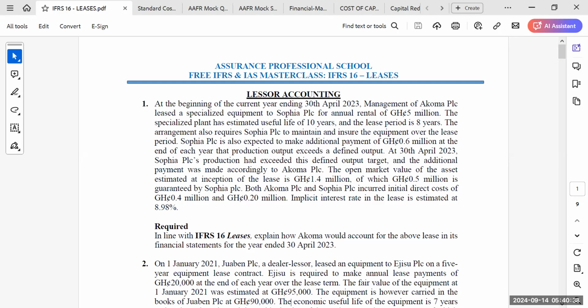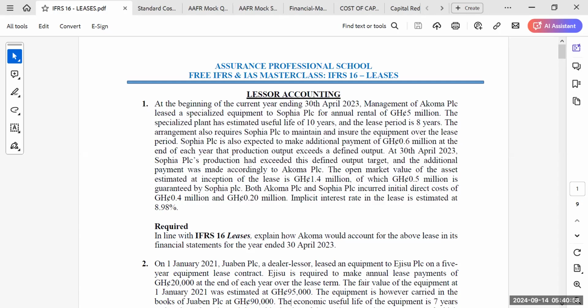Okay, so this one, the question is even telling you that in line with IFRS 16. This is a lessor accounting. So we are going to be doing this for Akuma, who is the lessor here. So how much will be taken to profit or loss? How much will be taken to statement of financial position? That's what they're asking you to say. Okay, so you have to do your workings.